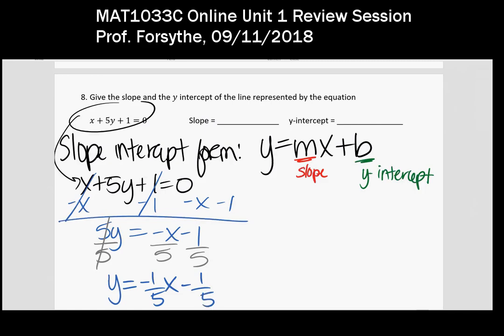Now you can very easily identify the slope and the y-intercept. The coefficient in front of the x is your slope, and then the constant at the end is your y-intercept. Okay? And that is your answer.